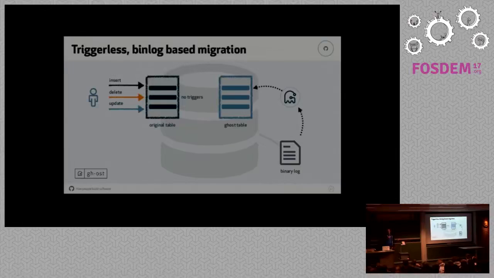So basically this is how it looks. There are inserts, deletes and updates on the original table. Those go into the binary log. They're read by Ghost. Ghost writes them to the new table. But if anything goes wrong with reading from the binary log and inserting on the new table, the inserts on the original table will still go on. So it's much more reliable in that way.